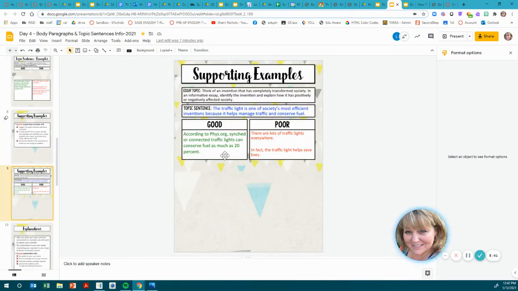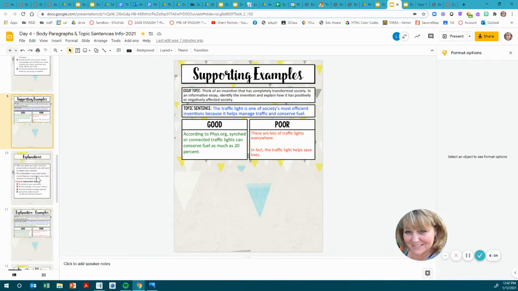Some supporting examples would be, according to phys.org, synced or connected traffic lights can conserve fuel as much as 20%. See, it's got facts here. "There are a lot of traffic lights everywhere." Well, that's very poor. It doesn't give us very much in supporting examples. "In fact, the traffic light helps save lives." Well, yes, but tell us, like, how much? How does it help save lives? What's the point of that?